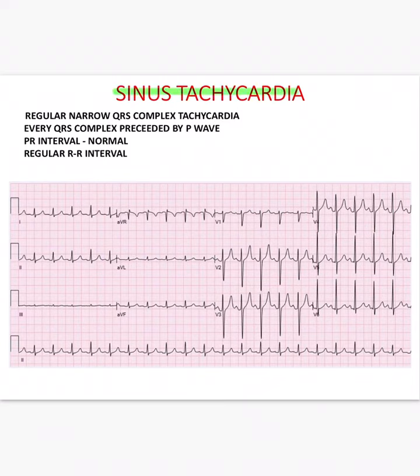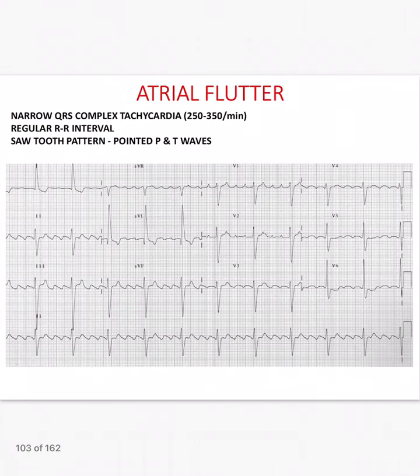Starting with this ECG. Okay, that is sinus tachycardia. First we'll have a look at the heart rate. When we look at the heart rate, you see the distance that is there. Okay, that has decreased, means heart rate is more than 100. It's around 2.5 boxes, means it's around 130 to 140. Each QRS wave is preceded by a P wave, means this is fine. PR interval is normal, means this is sinus tachycardia.